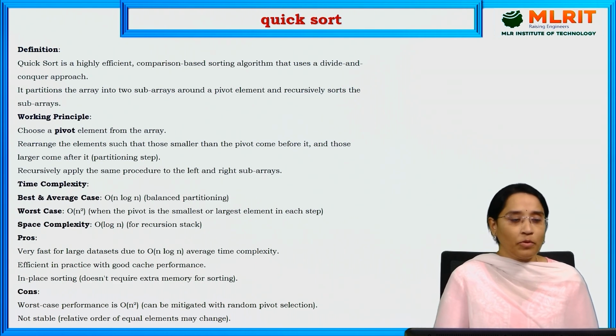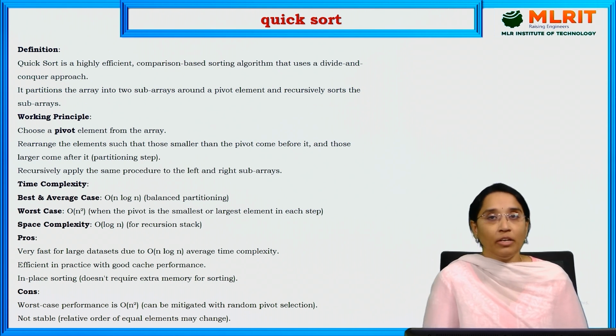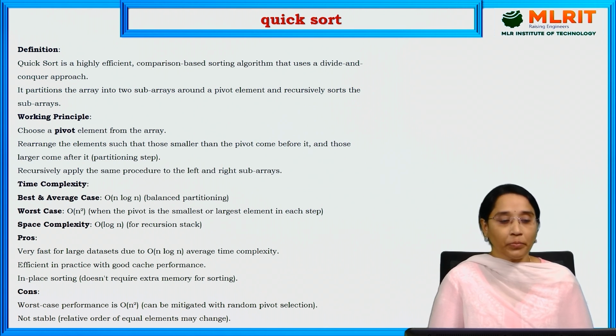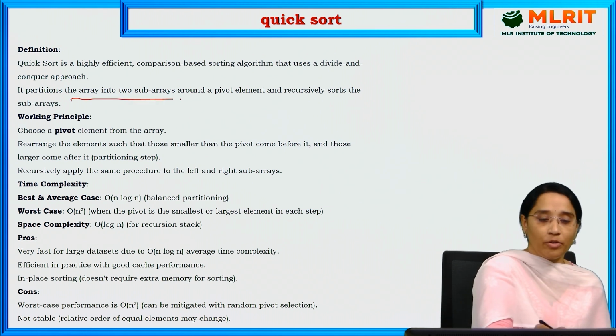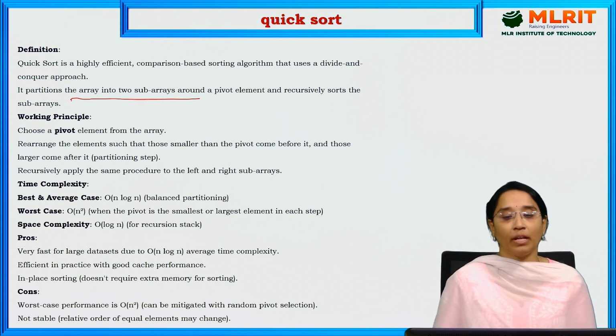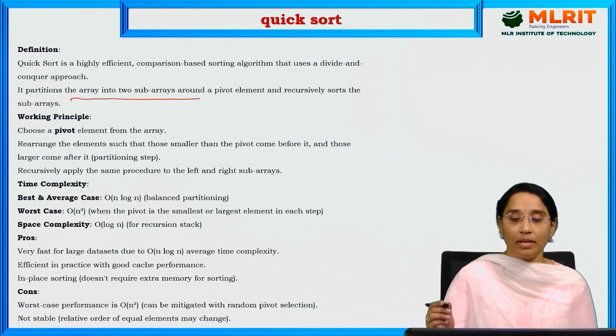So what is a quicksort? Quicksort is a highly efficient comparison-based sorting algorithm that uses a divide and conquer approach. What you will do here is take a list of elements and divide or partition your elements. Based on that, you will perform your sorting. It partitions the array into two subarrays around a pivot element and recursively sorts the subarrays.